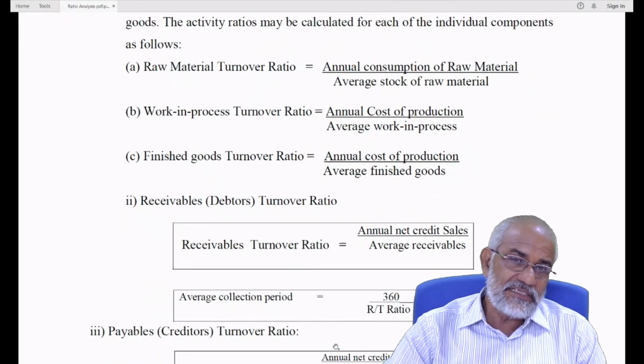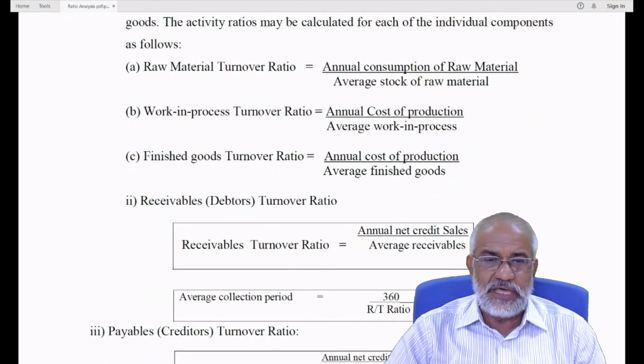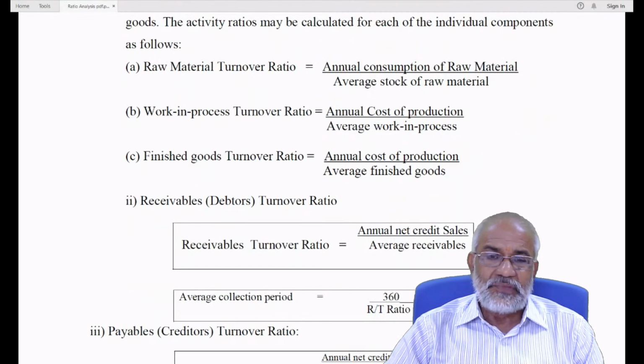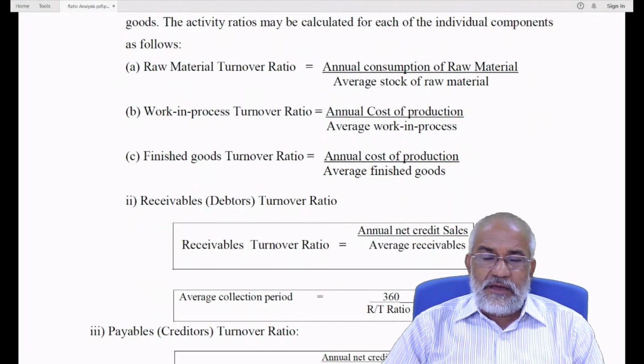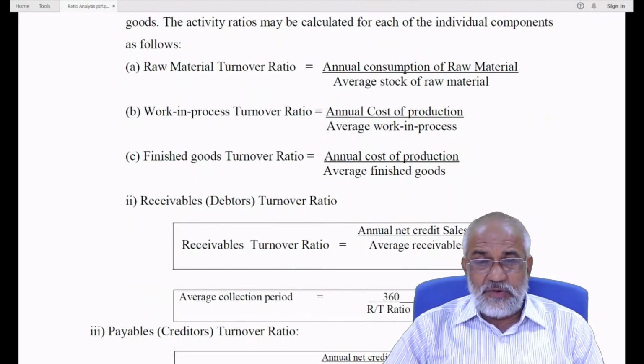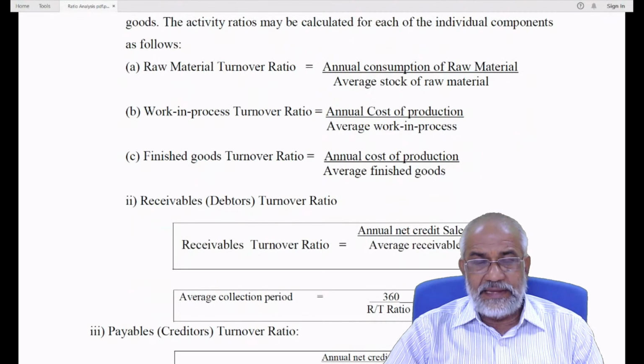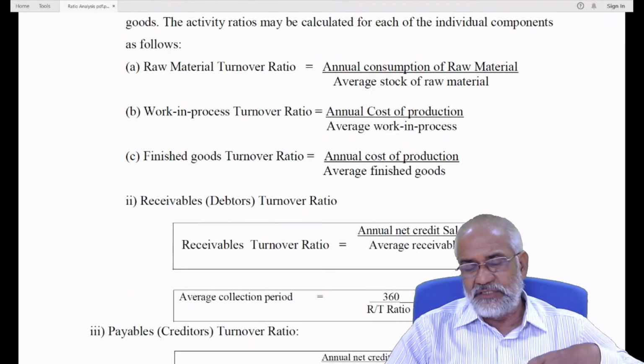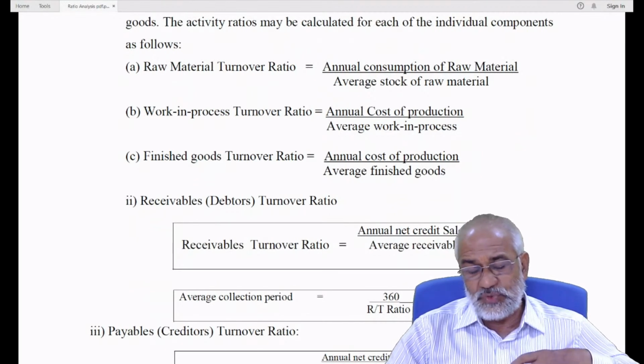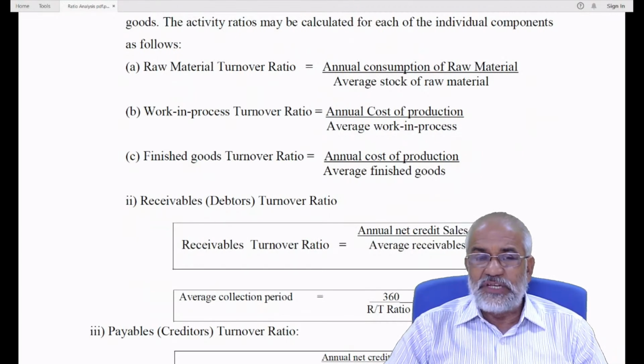Receivable means the debtors or short-term receivables. Both are combinedly called the receivable ratio or debtors ratio. For computation of debtors turnover ratio or receivable turnover ratio, the annual net credit sale has a direct bearing. Sundry debtors arise when there is credit sale. When there is no credit sale, there won't be any sundry debtors. So it has a direct bearing.